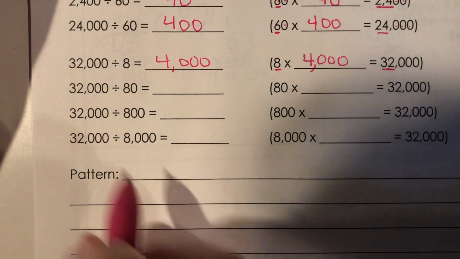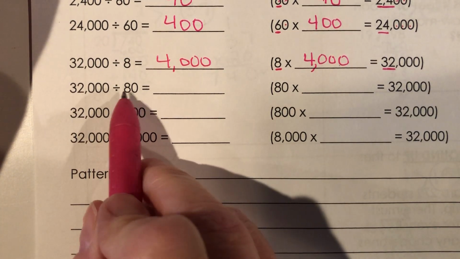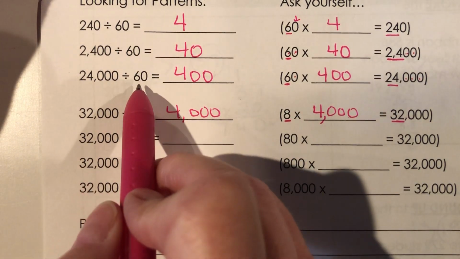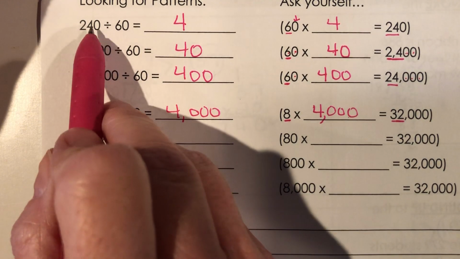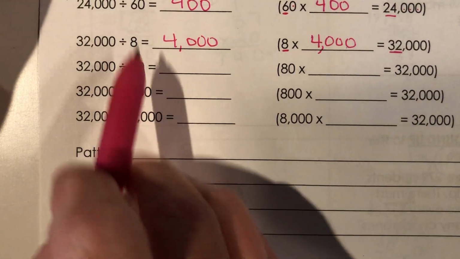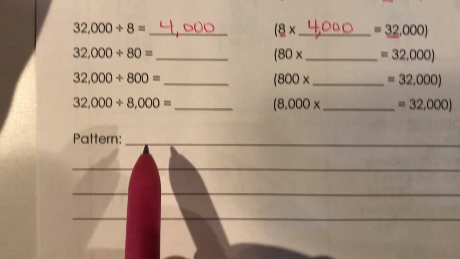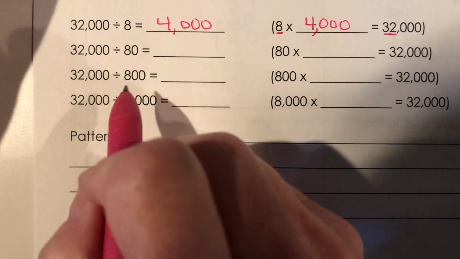All right, now I have 32,000 divided by 80. Notice in this one, the digit we were dividing by stayed the same, and we were adding zeros to that first digit. And now the first digit staying the same, we're adding zeros to the second digit. Just thought I'd get you to hone in on that.